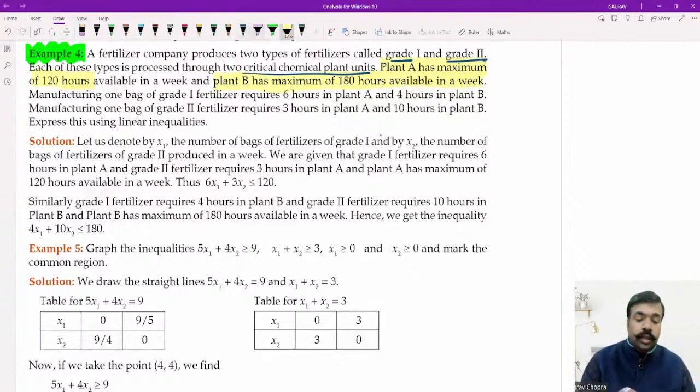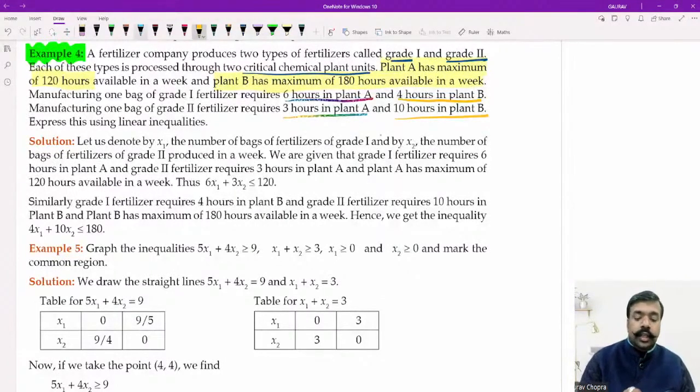Now we are given that 1 bag of grade 1 fertilizer requires 6 hours on plant A and 4 hours on plant B. Similarly, grade 2 requires 3 hours on plant A and 10 hours on plant B, and simply we have to express this.